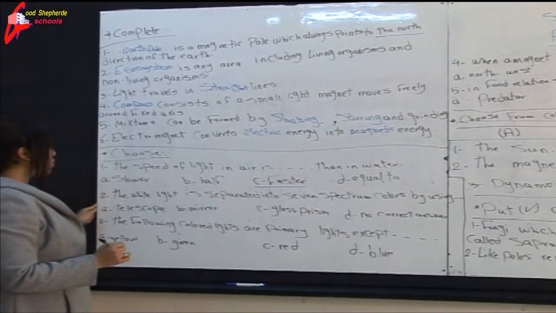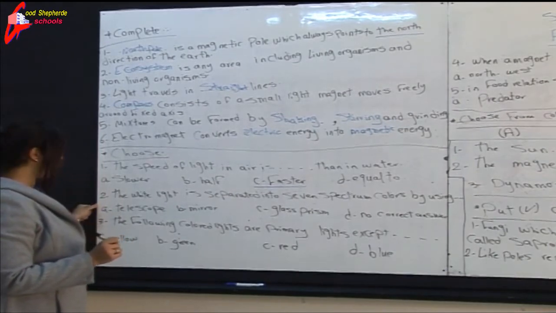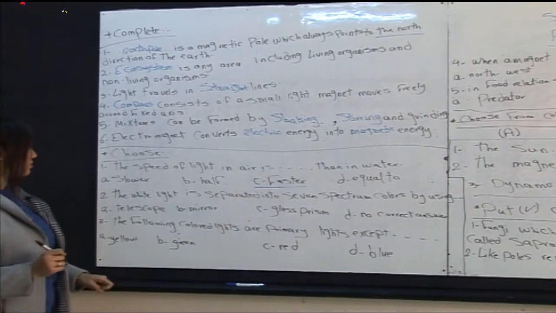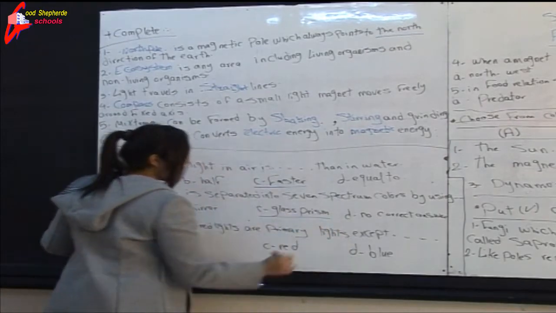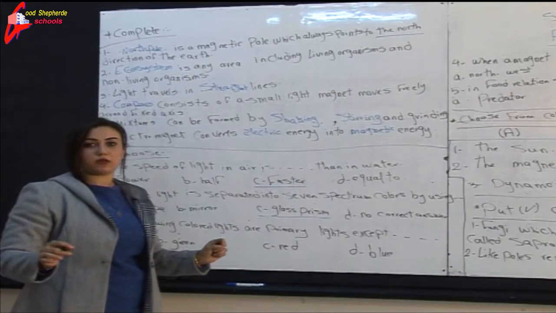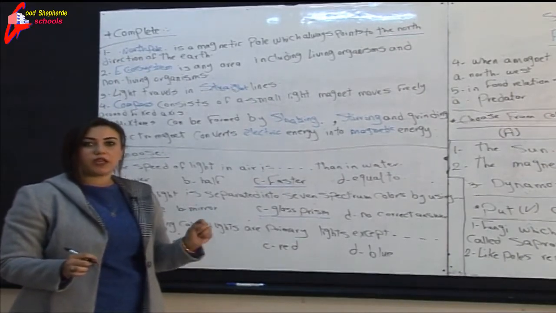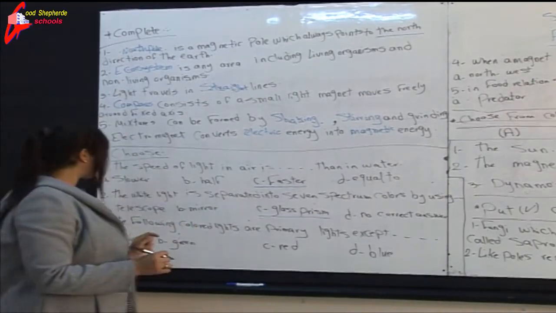Number two, the white light is separated into 7 spectrum colors by using telescope, mirror, glass prism. The answer is glass prism. Do you remember that the white light consists of 7 spectrum colors in the light separation, and we can separate it into 7 spectrum colors by using glass prism.